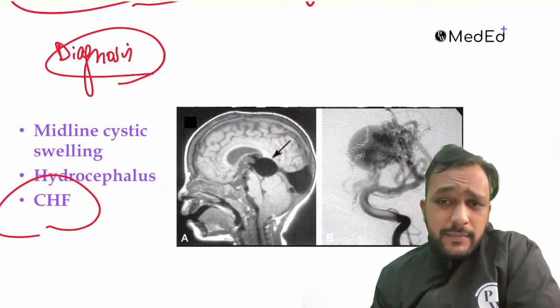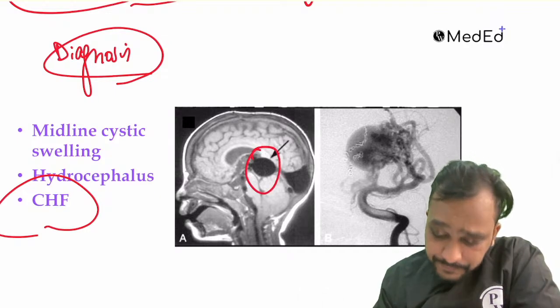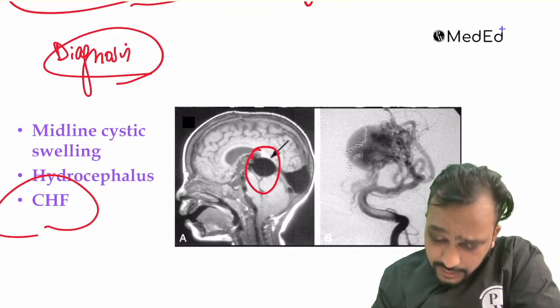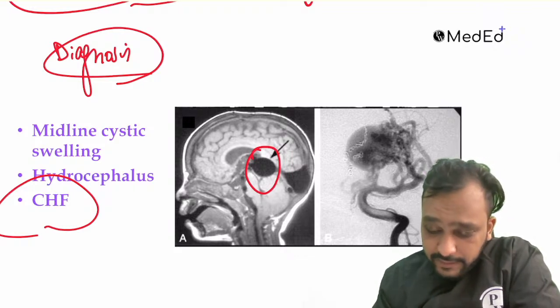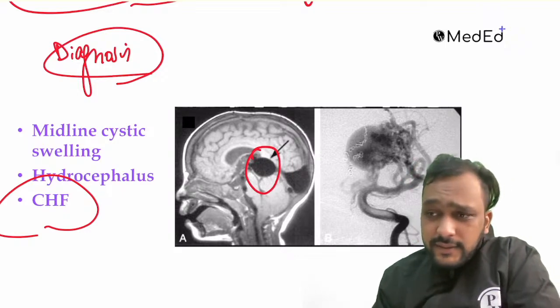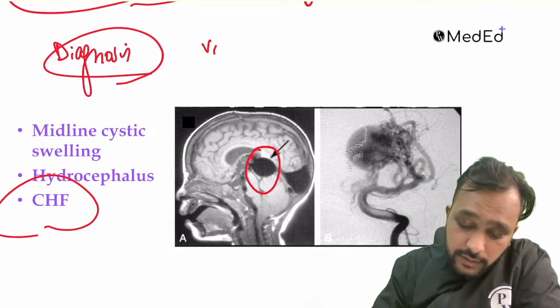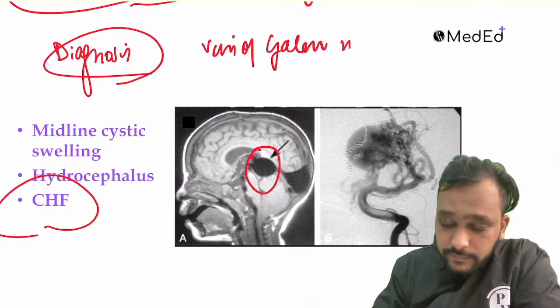An MRI brain image is also given to us. We can see that there is a large flow void in the midline, in the region of the straight sinus or vein of Galen. So this is your vein of Galen malformation.